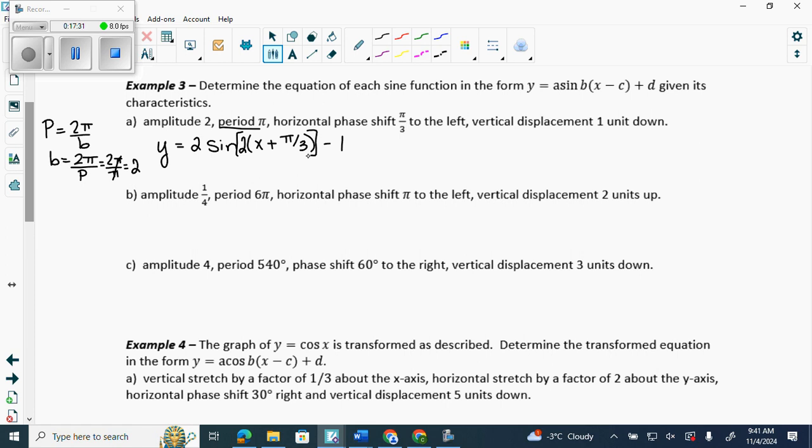All right, remember that b is bigger than 1 if the period is less than 2 pi. B is less than 1 if the period is bigger than 2 pi, if it got bigger.